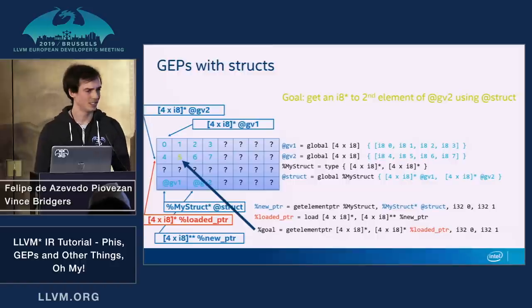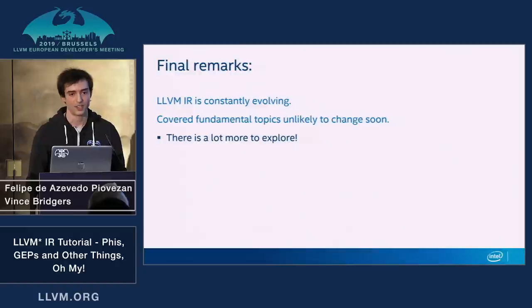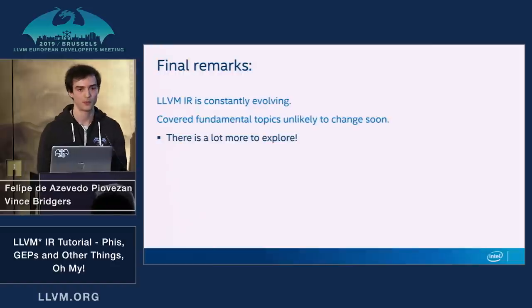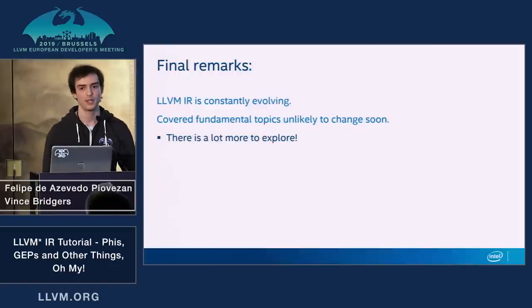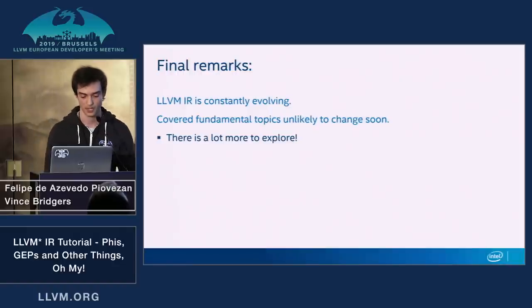So this is pretty much as confusing as GEPs get. If you stare at this slide long enough and convince yourself that you've understood it, you're pretty much good to go with GEPs. Some final remarks. The LLVM IR is constantly changing, but we hope that what we've presented today are fundamental things that are unlikely to change anytime soon, possibly with the exception of pointers, which might be losing their types, but that shouldn't change any of the things we talked about today.